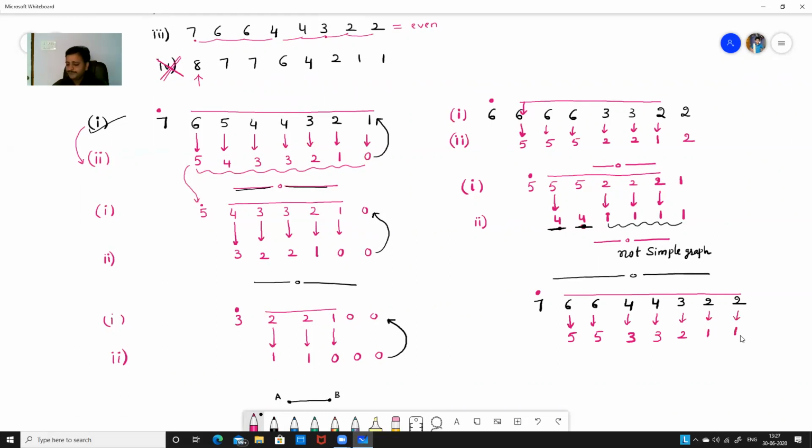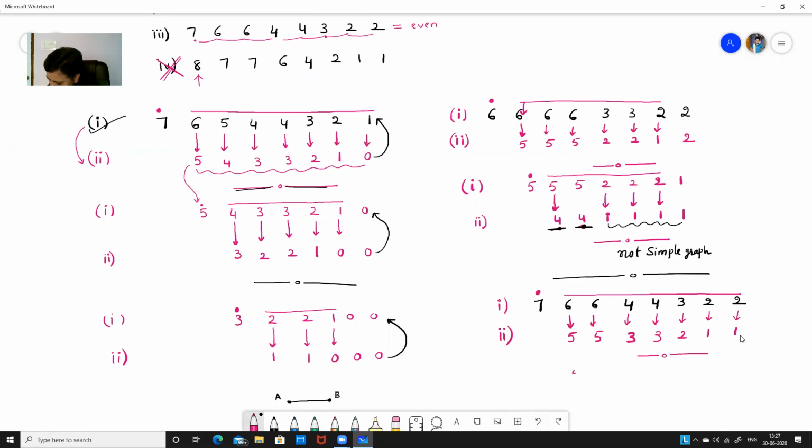Verify in descending order. Yes, they are in descending order. Now this is our first sequence and this is the second sequence. If we know that the second sequence is a simple graph, then obviously the first sequence is also a simple graph by the Havel result. Assume that we are unable to decide whether the second sequence is a simple graph or not. Now again repeat the same process.